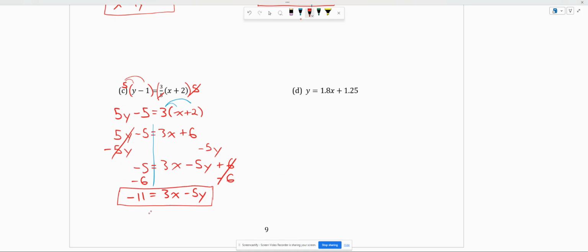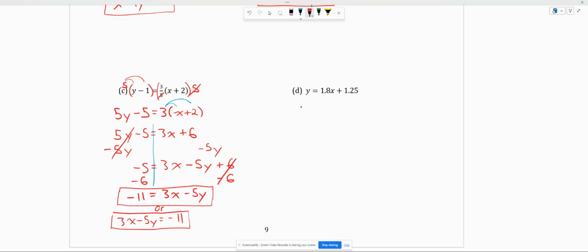Okay, and just remember, you could also write it as 3x minus 5y on the left side is equal to negative 11. That is the same thing due to the equals sign. Equals goes left to right and right to left.